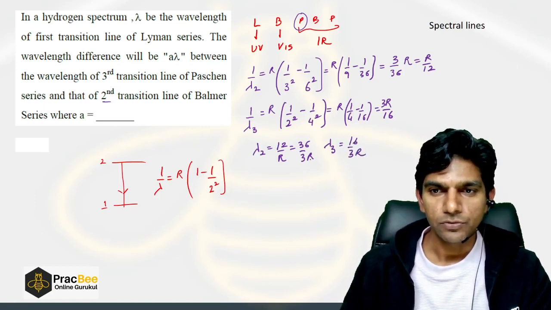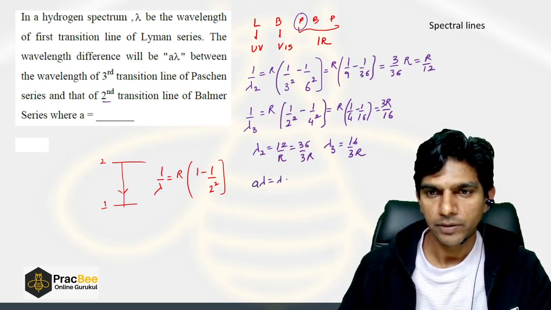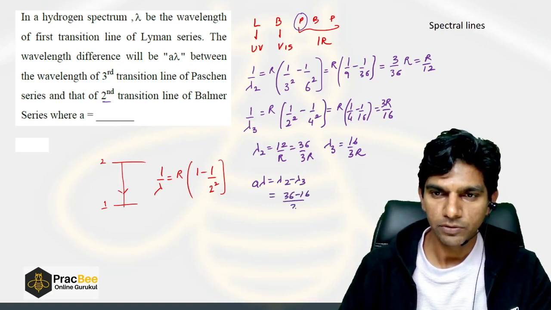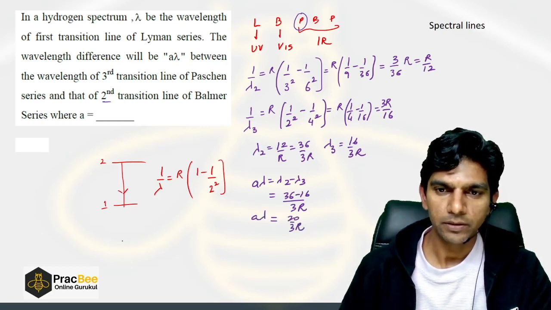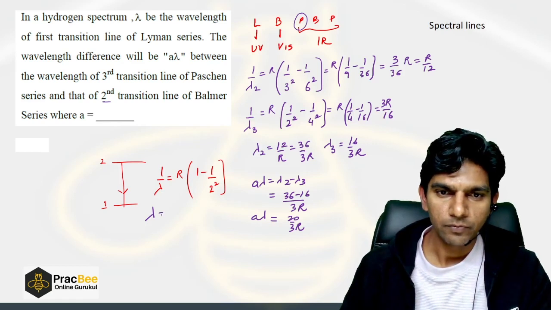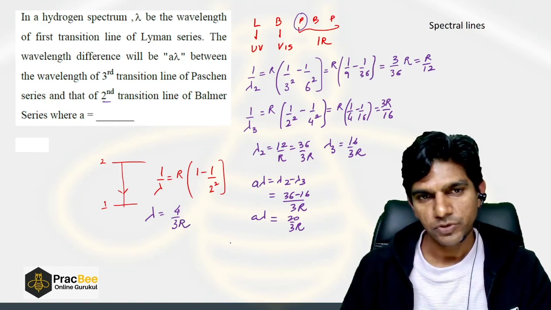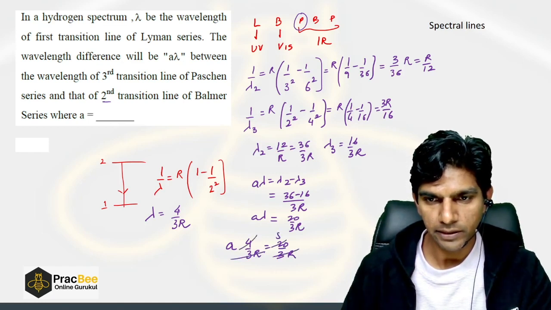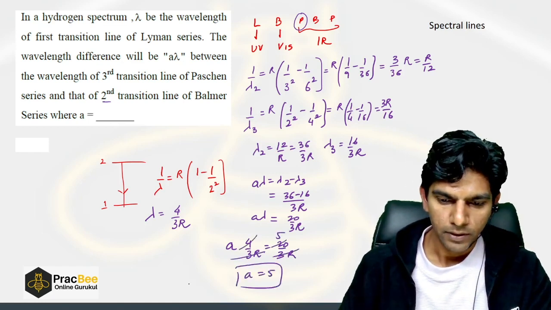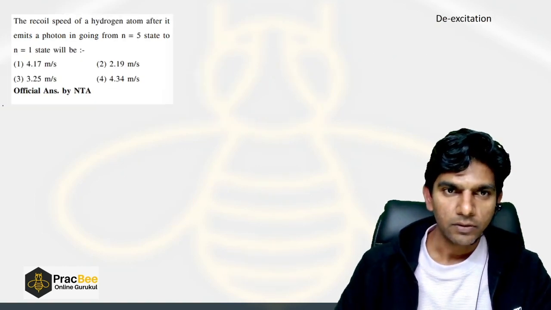Now the difference of these two is Δλ. So Δλ is lambda 2 minus lambda 3, which will be 36 minus 16 upon 3R. So this comes out to be 20 upon 3R, Δλ. And what is lambda? So lambda will be 4 upon 3R, right? So let us substitute the value. So A times 4 upon 3R is equal to 20 upon 3R. So this 3R will get eliminated and we will get A as 5. So 5 is the answer. Now let us see the next question.